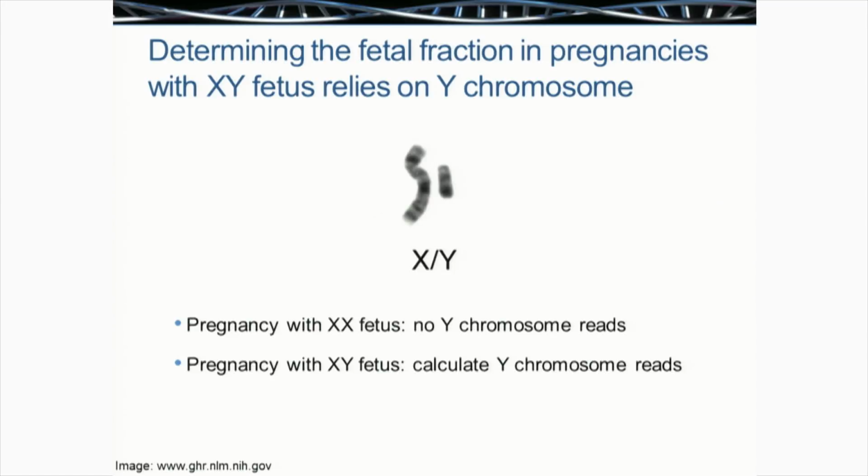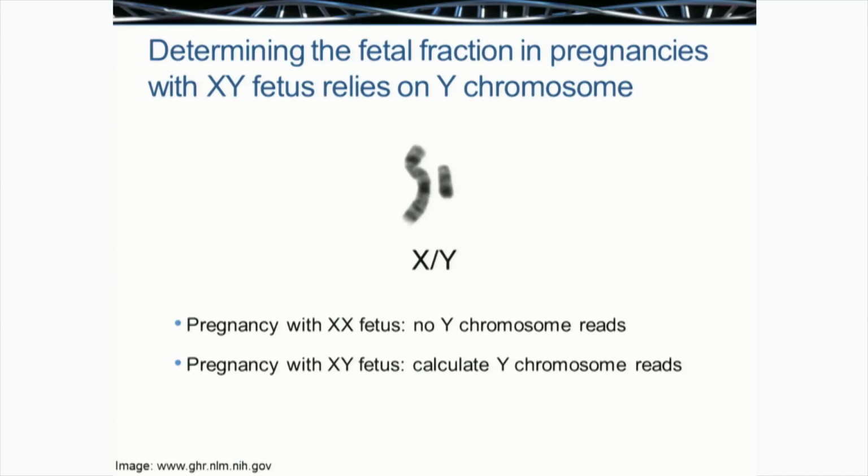We also need to know the fetal fraction in the pregnancies. Those that are from a pregnancy with an XY fetus are actually relatively easy. I think that this is intuitive, that if you have a pregnancy that has an XY fetus, you can look for the presence of Y. So any reads that are mapping to Y, the portions of Y that are unique, there are some regions that are common between X and Y, but if you map those reads, then it's easy. That's your fetal fraction. And that actually is a very nice relationship and one that we exploit.